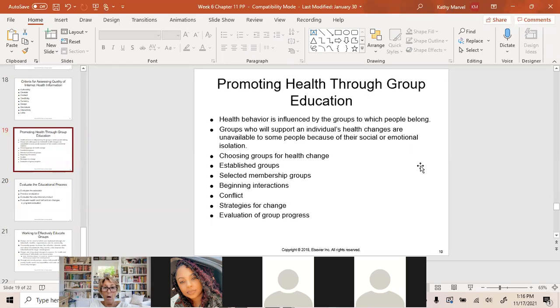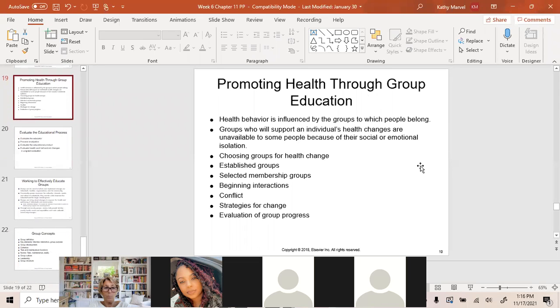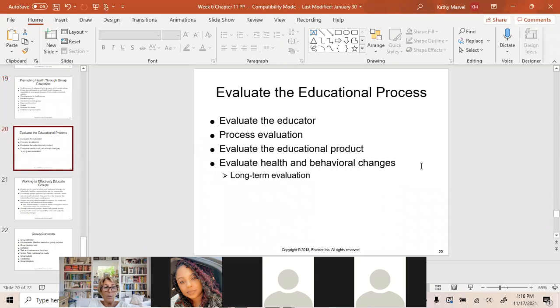Okay, how do we promote health through group education? Teaching in groups. In the community, you might be teaching an individual, you might be teaching a family, you might be teaching a specific group in the community, you might be teaching the entire specific population. So we have to think about how do we effectively teach in groups.